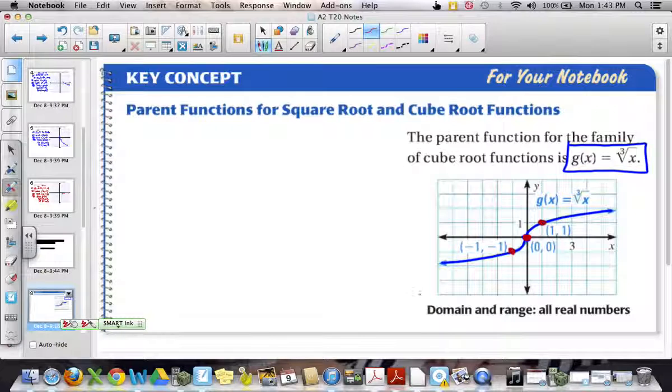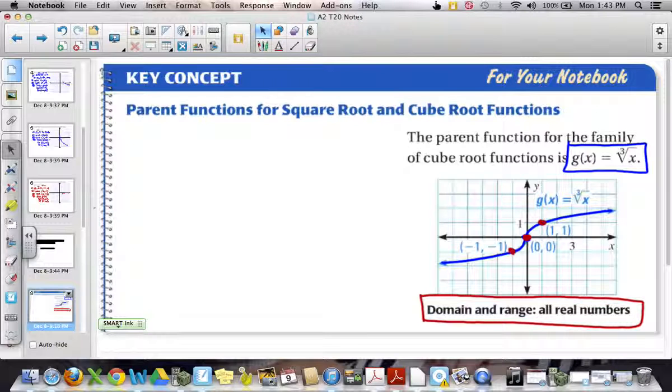Now, domain and range for cube root functions is much easier than it was for square root functions. Domain and range for a cube root are always going to be all real numbers, no matter what h, k, and a are. So if I ask you for the domain and range of a cube root function, I'm basically giving you some easy points because that's always the same answer. It's always all real numbers.